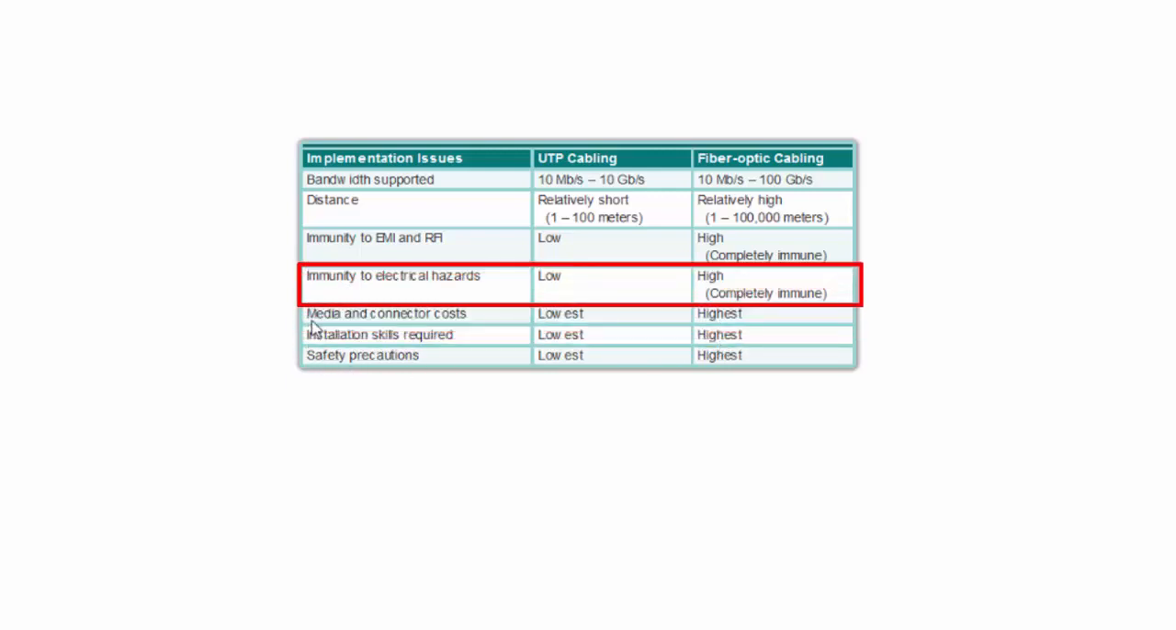However, in terms of electrical hazards, you don't have any electrical hazards for fiber optic cables because they do not deal with electrical signals, in which case you cannot have any high voltage that affects the network devices. And of course, in terms of safety, it's very high compared to UTP cable.